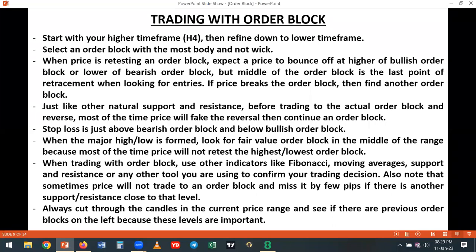Just like other natural support and resistance, before trading to the actual order block and reversing, most of the time price will fake the reversal, then continue to the order block. Now, let me try to explain what this means.